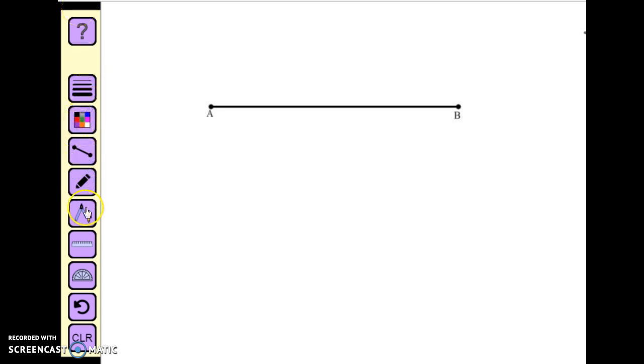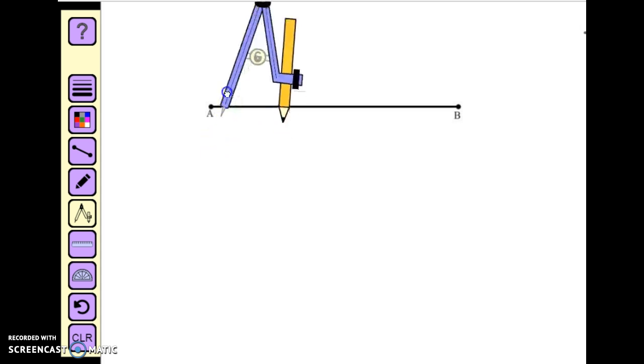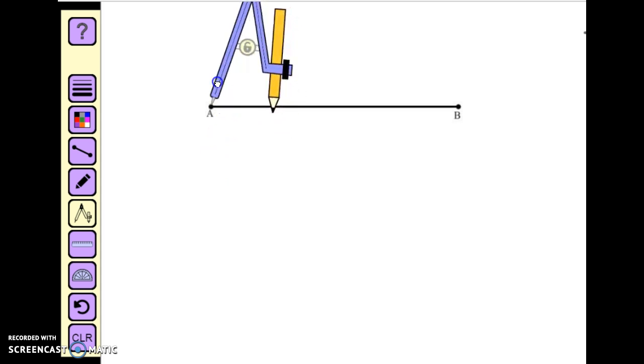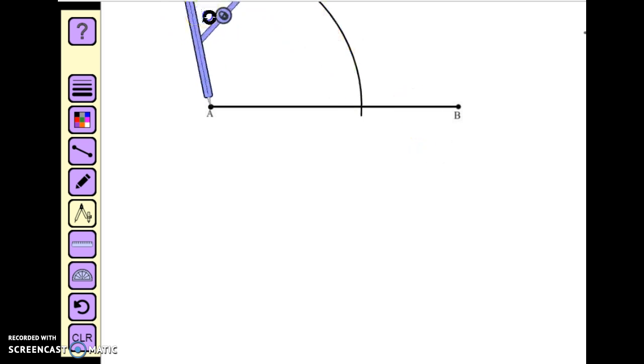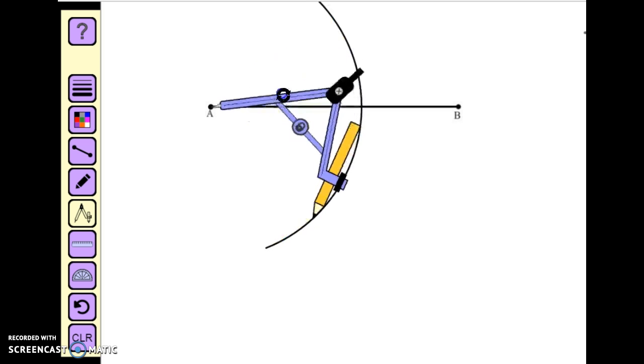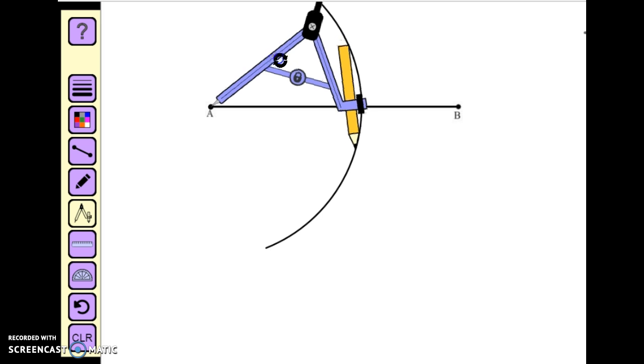So you're going to take your compass. You're going to put the sharp part on A, and you're going to open your compass to more than half of the segment. I'm going to lock that in because we're going to use this setting in a second. So you are going to swipe above and below. So make it really, really long arcs.